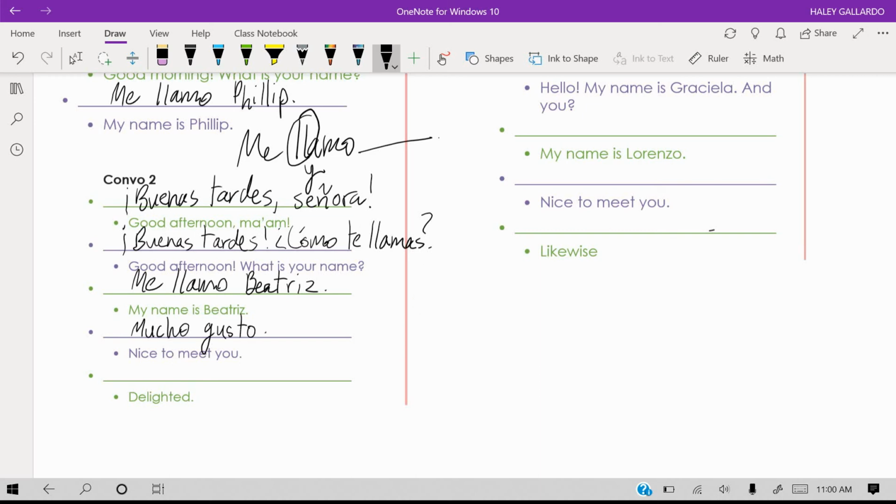Mucho gusto. Delighted is, we wouldn't usually say that. It's kind of like saying, nice to meet you, you too. You would say, encantada. We're going to end this in an A because Beatrice is a girl. If you were a guy, you would say encantado. You're going to change that depending on if you're a male or a female.